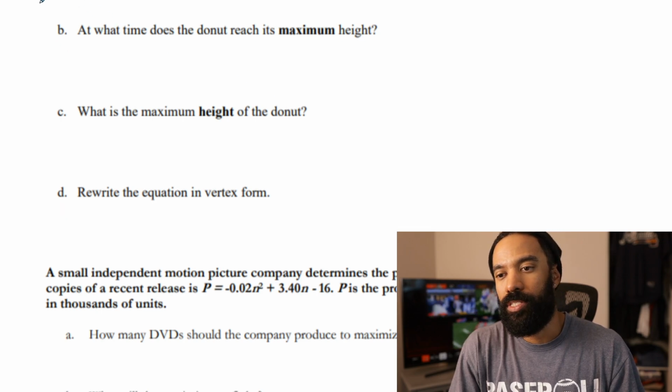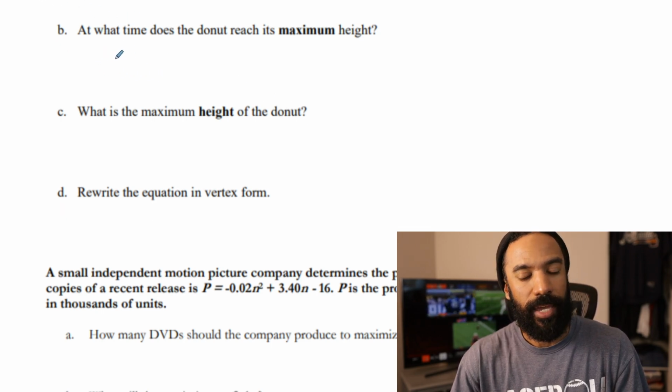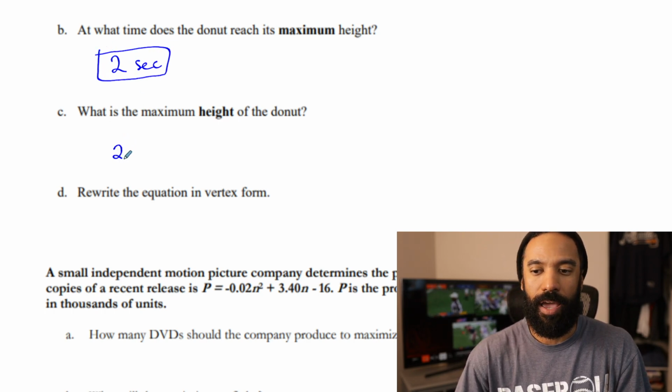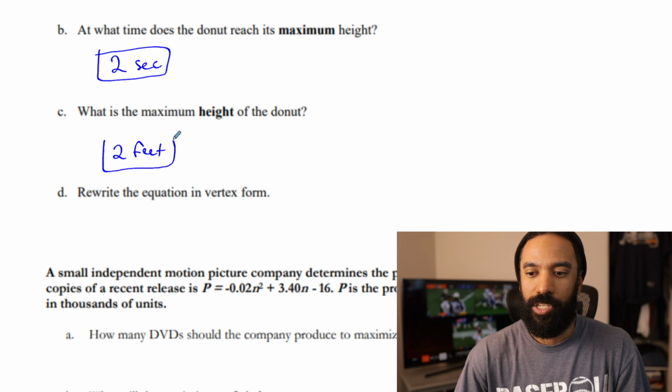They are. At what time does the donut reach its maximum height? That was 2 seconds. That was x equals 2. What was the maximum height? That was the y value. That was 2 feet in the air. And they said rewrite in vertex form.